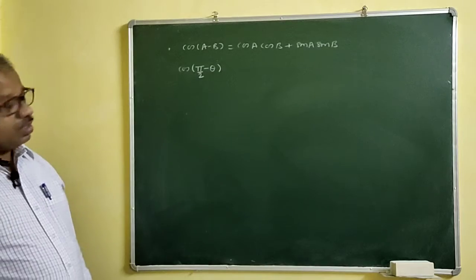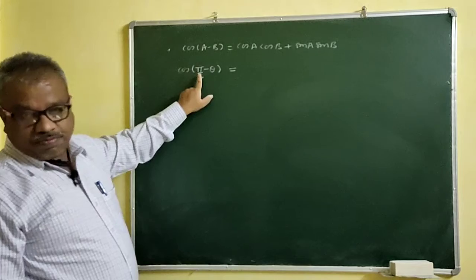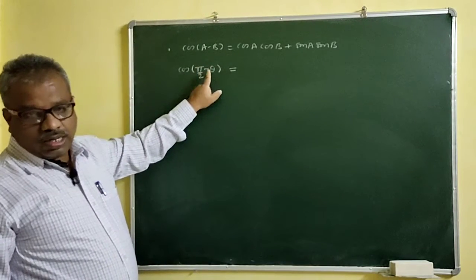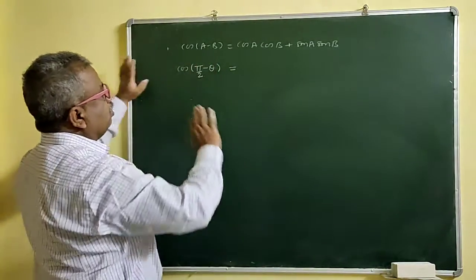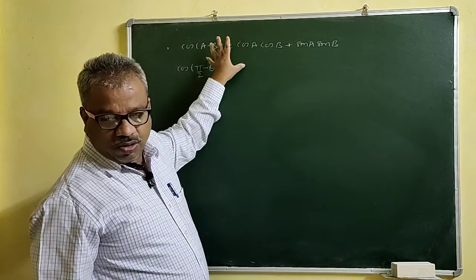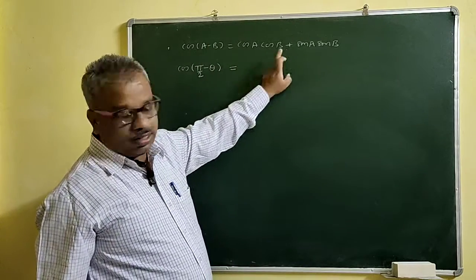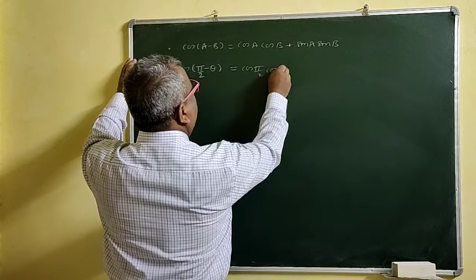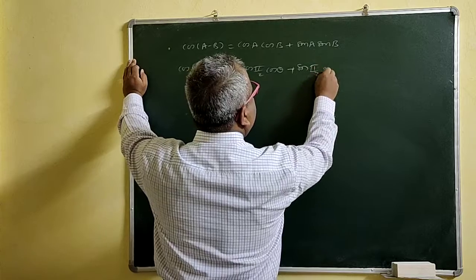Cos of (pi by 2 minus theta) is what? Apply the same formula. So your a is pi by 2 and your b is theta now. Just remember this is cos a cos b, take the cos of both angles, plus; if sin is here, then minus here, and here you have to take the plus sign. So what is this then? Cos pi by 2 cos theta plus sin pi by 2 sin theta.